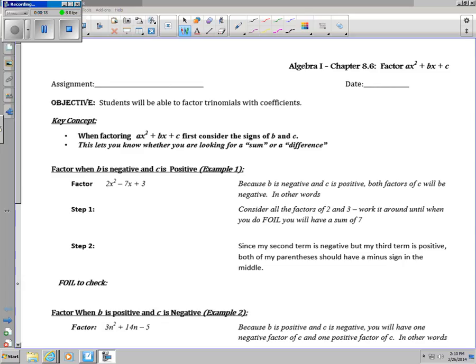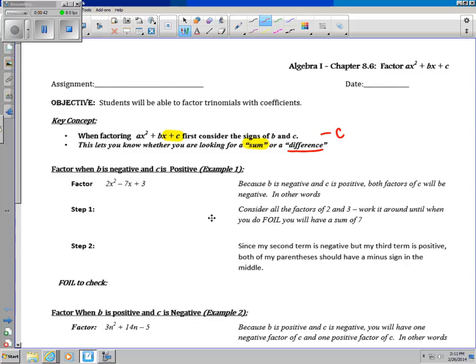So our key concept is when factoring ax squared plus bx plus c, you first are going to consider the signs of b and c. This lets you know whether you are looking for a sum or a difference. So since this c is positive, we'd be looking for a sum. If we ended up with a c that is negative, we would be looking for a difference.